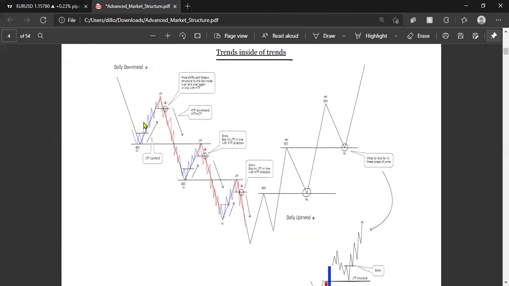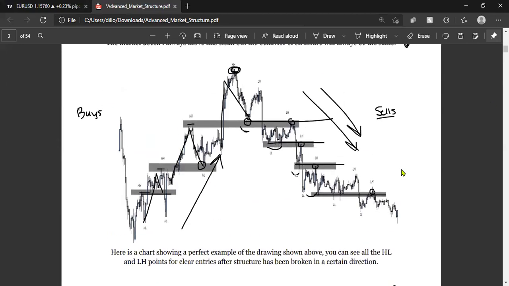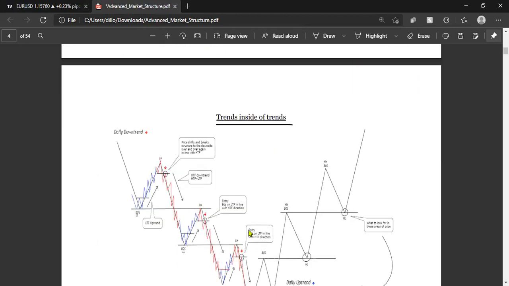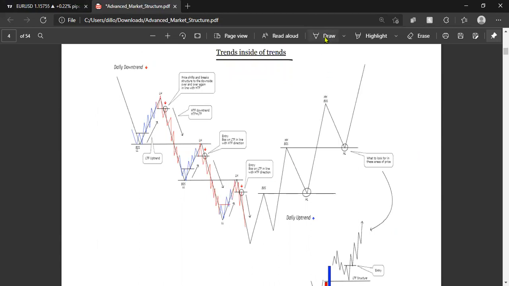But yeah, so trends inside of trends. We just talked about singular trends. What is an uptrend? What is a downtrend? Higher highs, higher lows, lower highs, and lower lows. But there's also trends inside of trends. When there's a higher time frame direction, the lower time frame has to break structure to retrace back up to maybe a higher time frame point of interest.